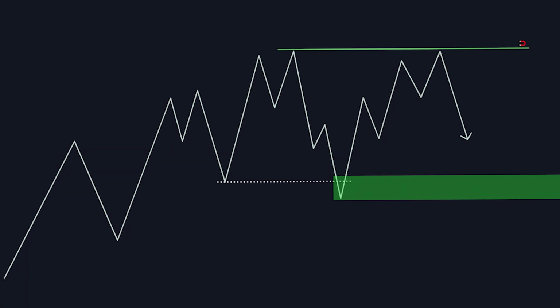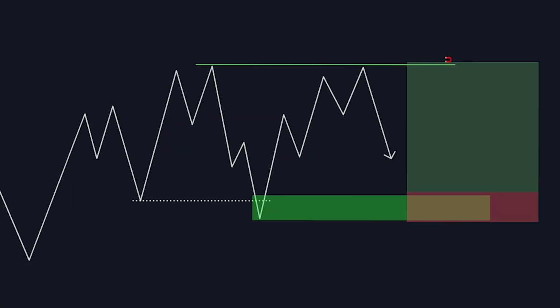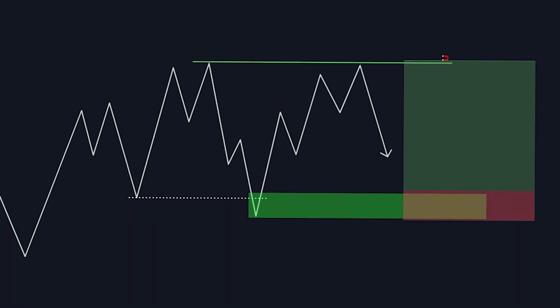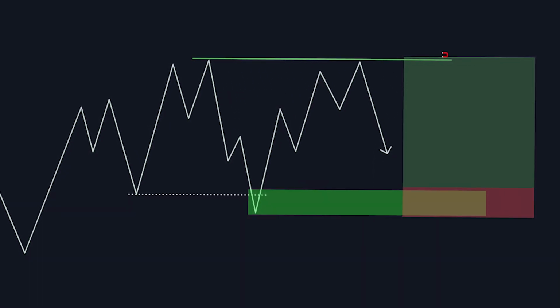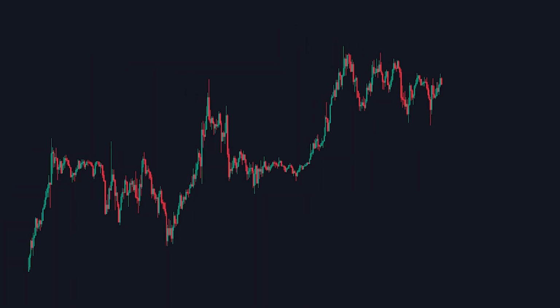We wait for price to come to our demand zone. We place a buy order, set the stop loss beyond the zone, and set the take profit at a place where liquidity hasn't yet been collected. That's all there is to it. Let's look at an example.